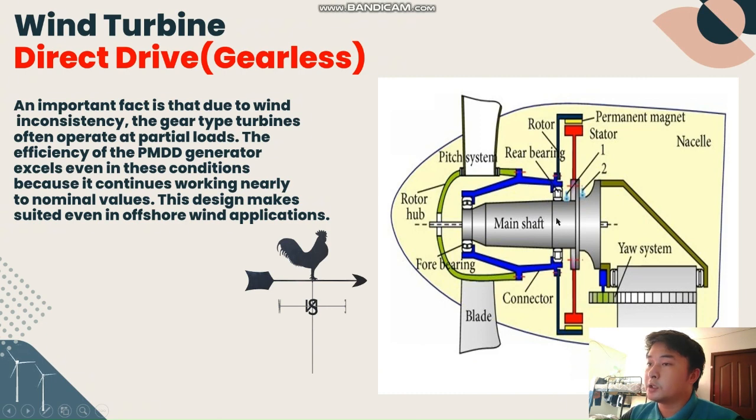Kung makikita natin, ito yung parts ng direct drive. Halos same lang siya. Ang pinagkaibahan nga lang is wala na tong gearbox, di katulad dun sa gear type. Tapos yung gamit dito is yung permanent magnet.